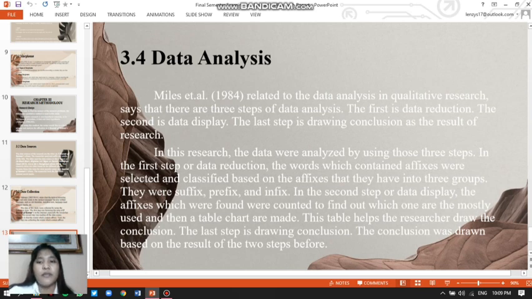In the second step, data display, the affixes which were found were examined to find out which ones are the most used, and a table chart was made. This table helps the researcher draw the conclusion. The last step is drawing conclusion. The conclusion was drawn based on the results of the steps before.